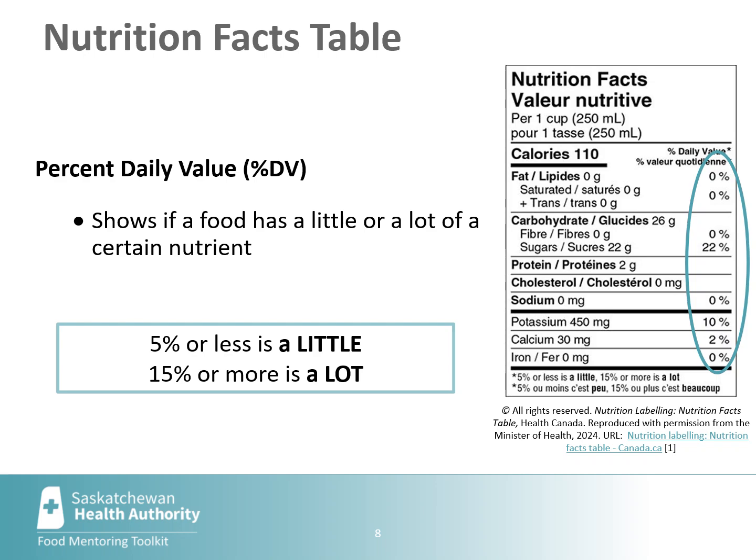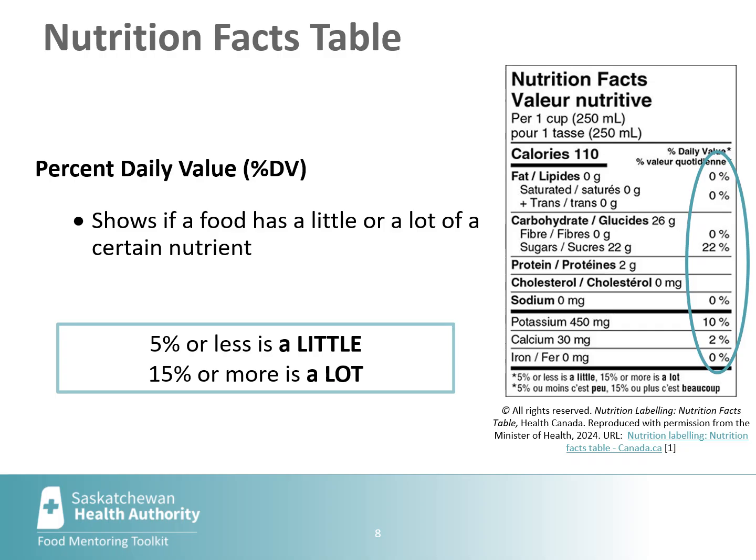The percent daily value shows the percentage of nutrients in a single serving that contributes to the total daily intake of that nutrient. For example, if the percent DV for potassium in a product is 10% and you ate one serving of the product, you would have met 10% of your daily potassium needs in that serving.